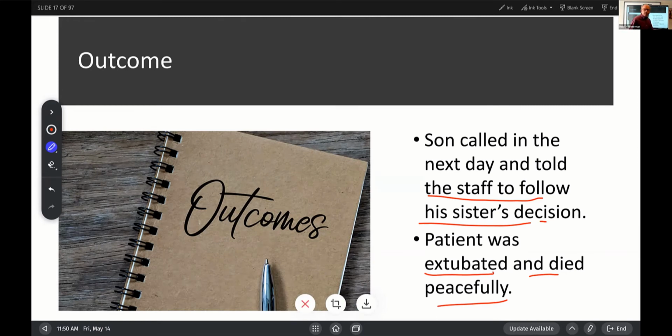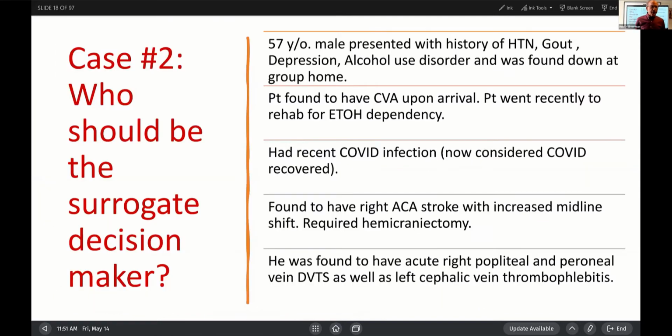So thoughts about this case? I think the daughter was the appropriate decision maker, and the son made us all look good with that decision. Okay. The next case, since we're on this theme about surrogate decision making, we had this other case.